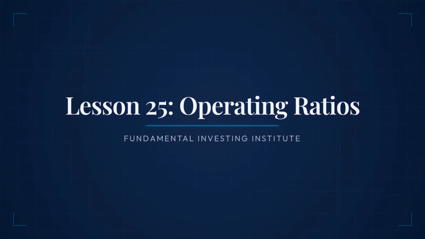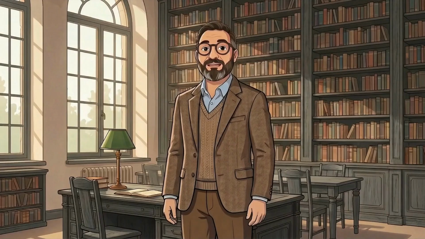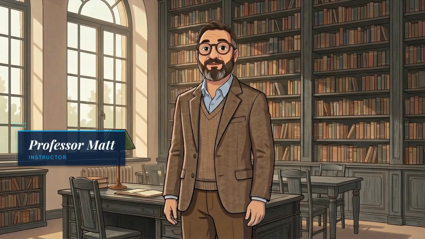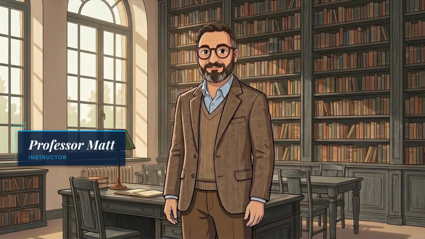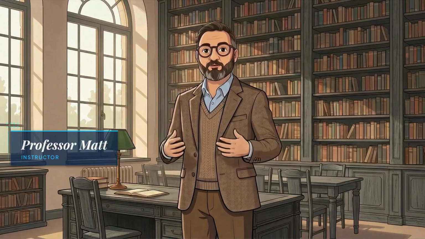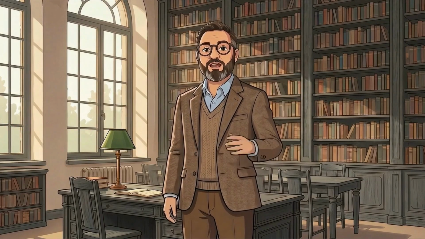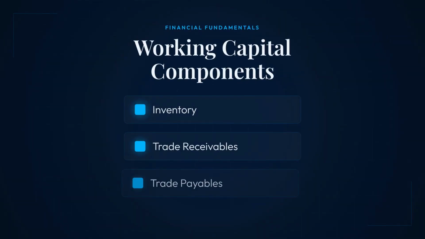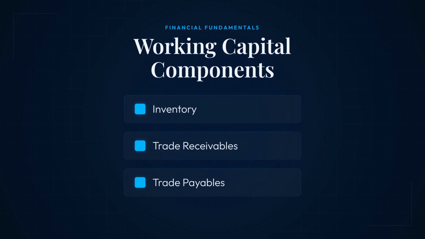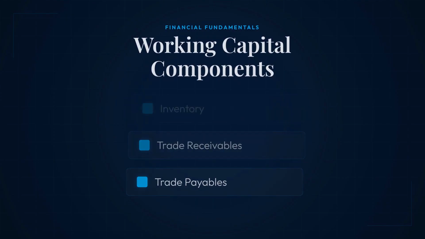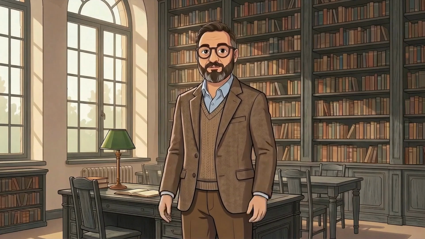In this lesson, we're discussing operating ratios. These ratios help us understand how efficiently a company manages its assets, particularly its working capital, inventory, trade receivables, and trade payables. Operating ratios show how quickly a company moves through each of these, how fast it sells inventory, collects cash, and pays suppliers. Let's start with inventory.